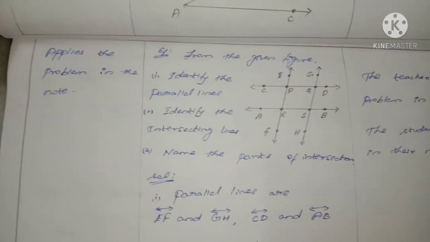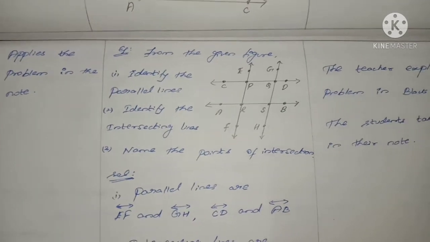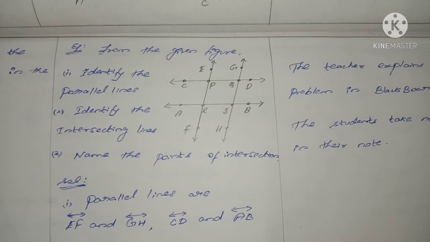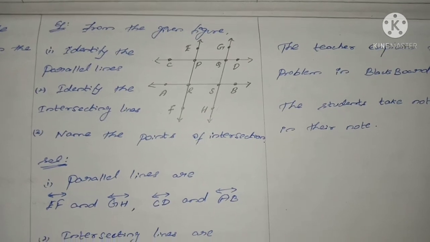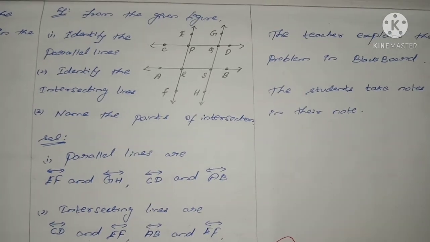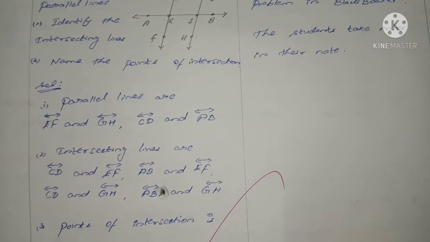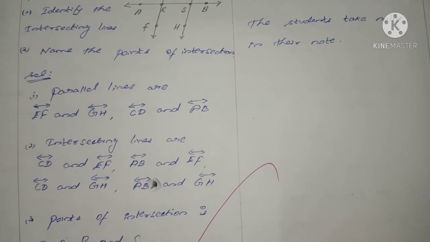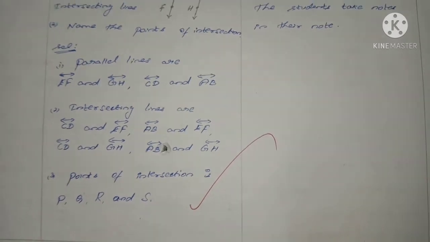In the next row, applies the problem in the note. In the next box, we have to write example. From the given figure, identify the parallel lines. Identify the intersecting lines. Name the points of intersection. Solution. Parallel lines are EF and GH, CD and AB. Intersecting lines are CD and EF, AB and EF, CD and GH, AB and GH. Number 3. Points of intersection are P, Q, R and S.